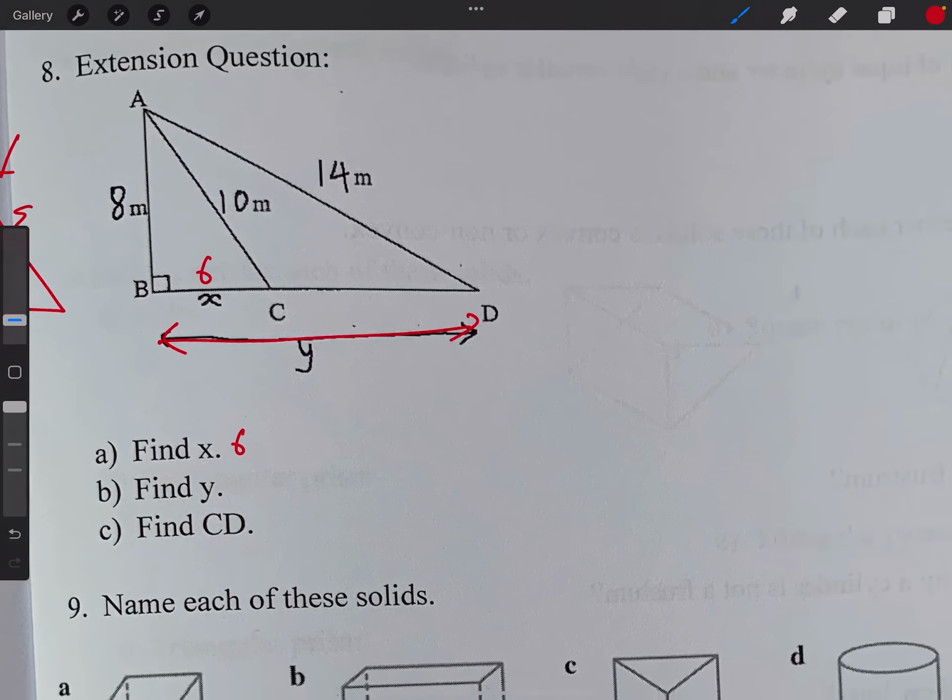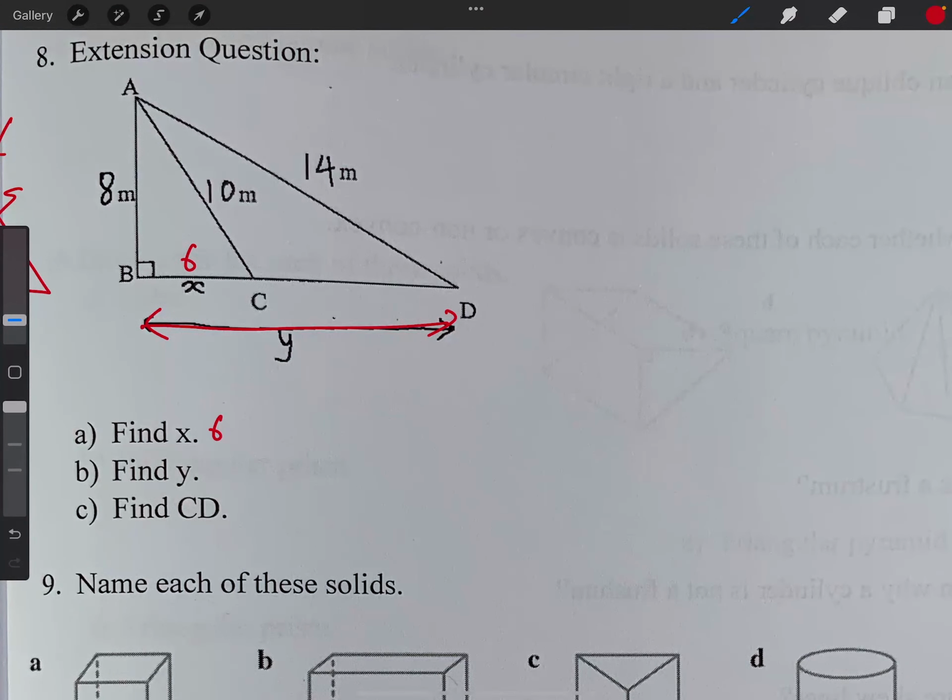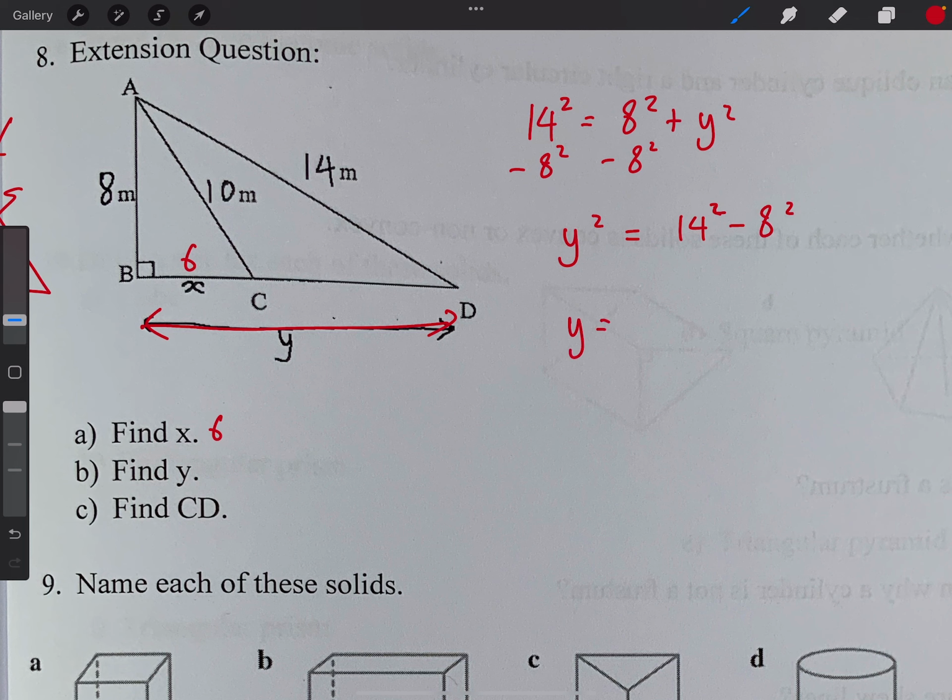Okay. I think there is a Pythagorean triad for 8 and 14, but I can't remember what it was. So I'm just going to work it out normally. So I'm just going to say, okay, 14 squared is equal to 8 squared plus y squared. So that's minus 8 squared from both sides. So y squared is equal to 14 squared, take away 8 squared. So y is equal to the square root of 14 squared is 196, 8 squared is 64.